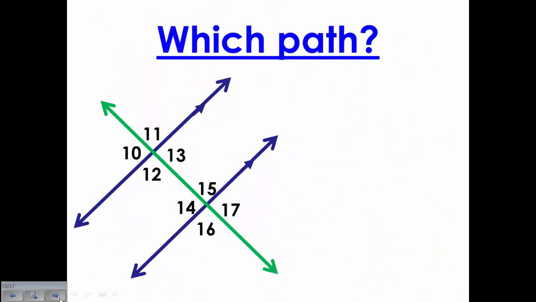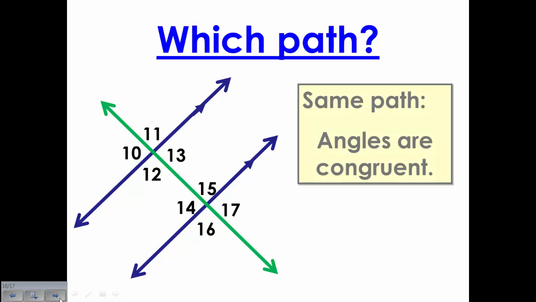Copy this example down with the numbers in the picture. One shortcut is to think of checkers. If you were to jump across that transversal down this path, all of these angles are congruent to each other. 11 and 12 are congruent because they're vertical. 12 and 15 are congruent because they're alternate interior. 12 and 16 are congruent because they're corresponding. 11 and 16 are congruent because they're alternate exterior.